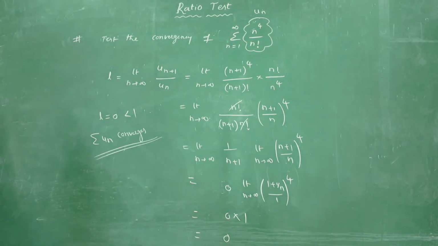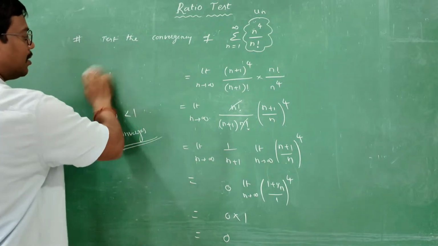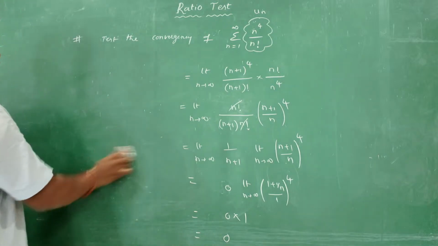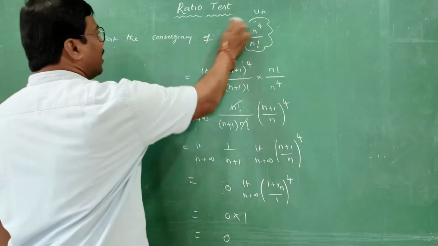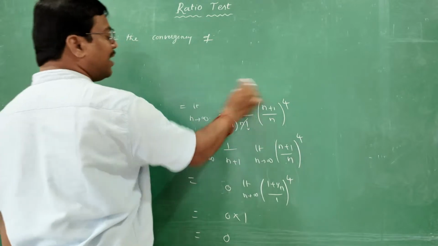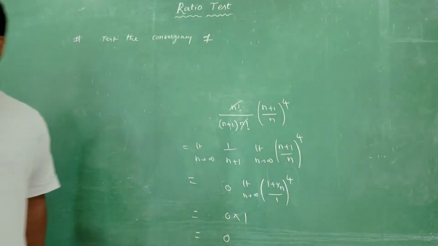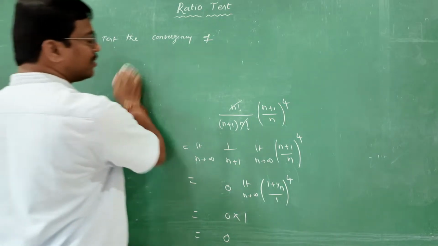Let us move to another one. Next question. Very simple. Just find the limit value as n tends to infinity of un plus 1 by un. Depending upon the value of L, we can decide whether it converges or diverges. Suppose L value is less than 1, it converges; L value more than 1, it diverges. If L equals 1, then the test fails.